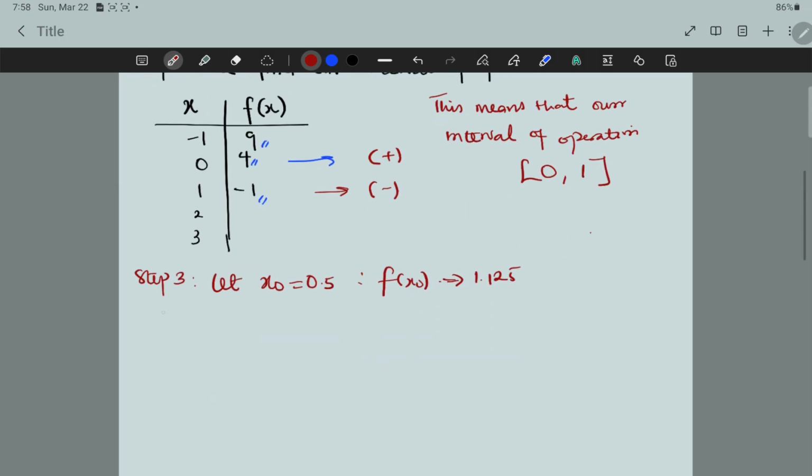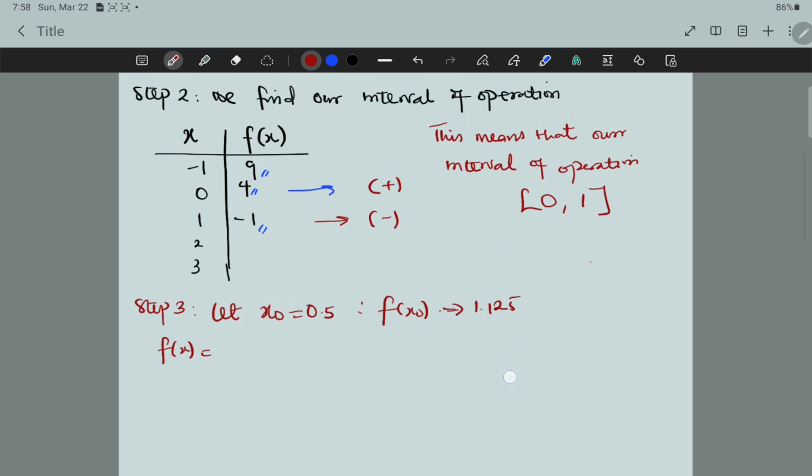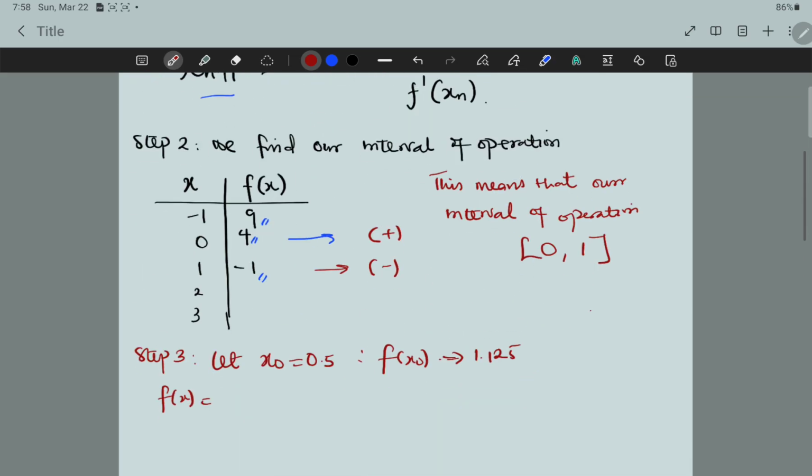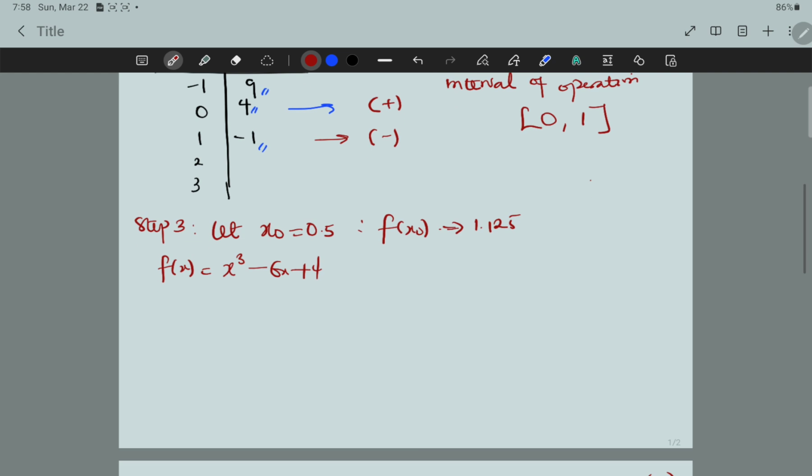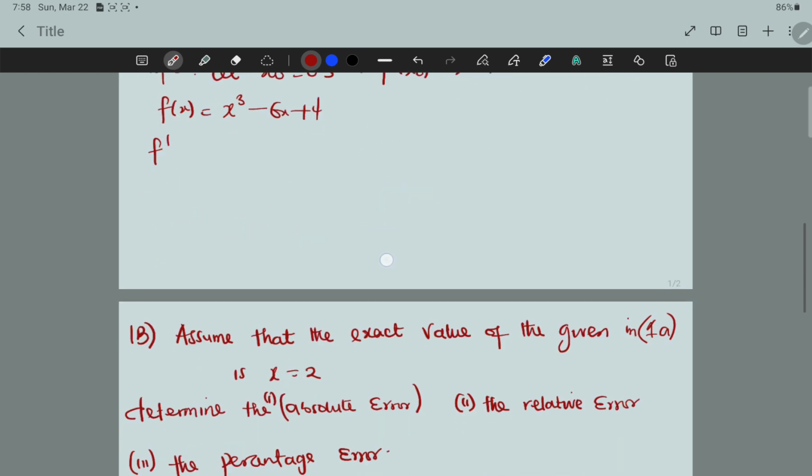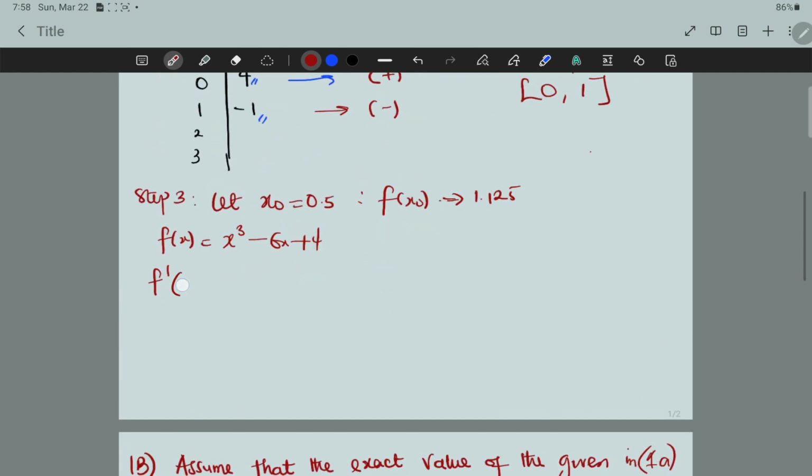Your f of x is x to the power of 3 minus 6x plus 4. If you differentiate this function, f prime is going to be 3x squared minus 6. I hope you are aware. 3x squared minus 6. So what is the f prime of x of this function?